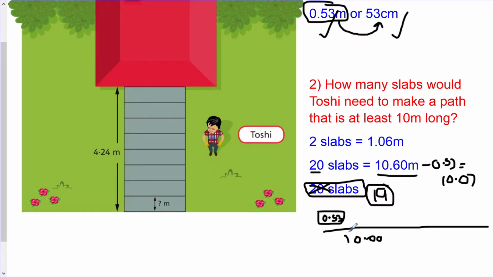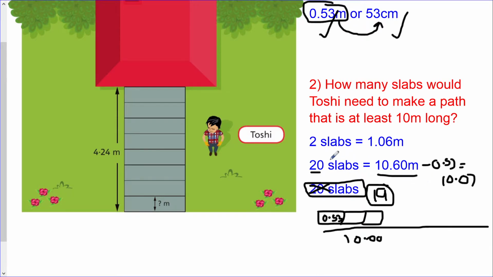Now, if I wanted to do it using a diagram, I know 1 is 0.53, I could put another one on, I could put another one on, and I could keep adding 0.53 each time until I got too much, until I got above 10. And then I would have got my answer. And both ways I'd have got 19.